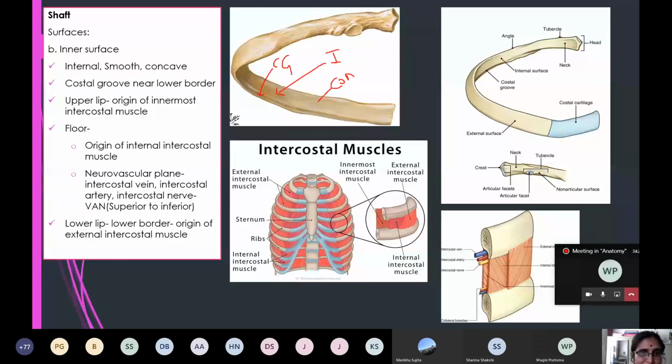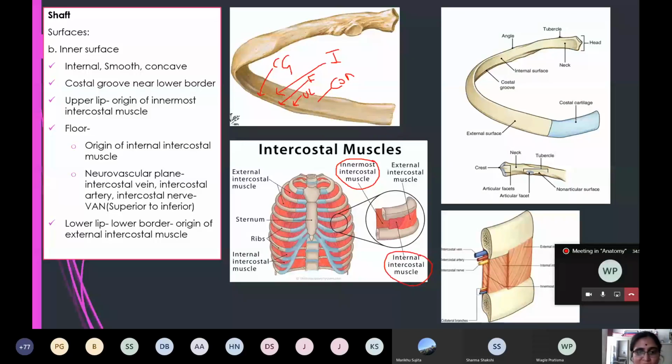The costal groove has an upper lip. This is the upper lip. The upper lip provides origin to the innermost intercostal muscle. Here you can see the innermost intercostal muscle. Then it has a floor. This is the floor. The floor provides origin to the internal intercostal muscle.